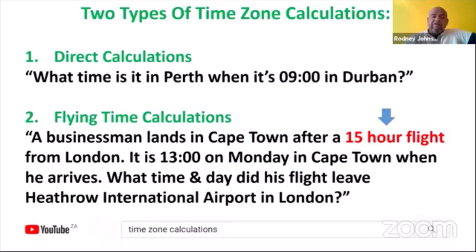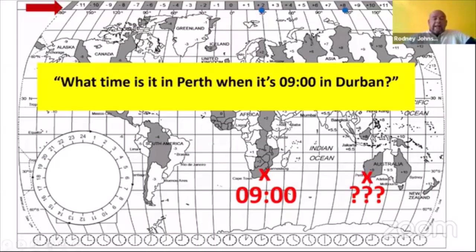But let's have a look at doing a direct calculation. Direct time calculation, let's use this example. What time is it in Perth when it's 9 o'clock in Durban? I think that was the one that we referred to in the example right now.